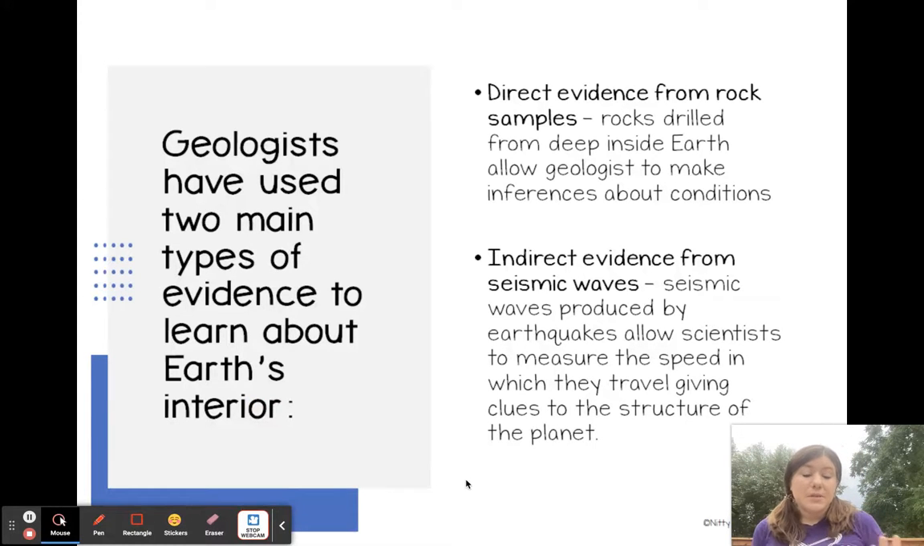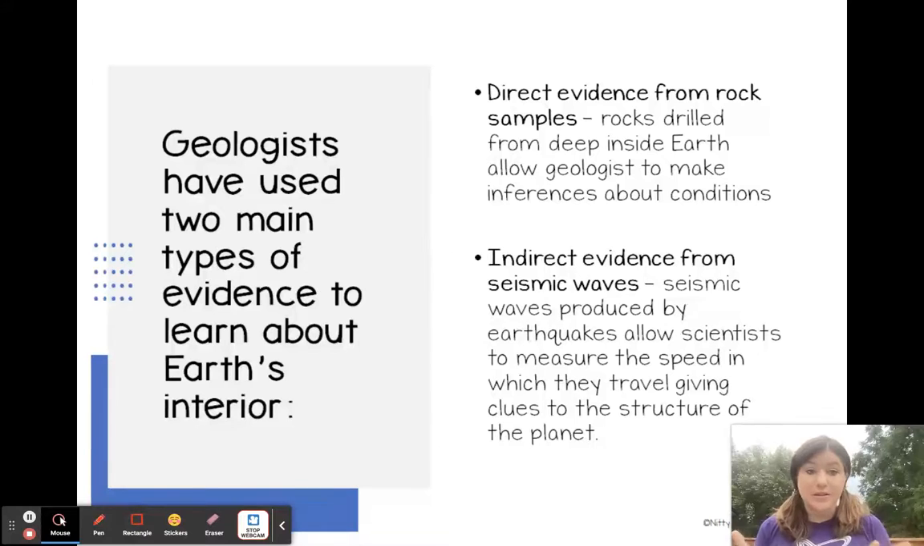Okay, so first, let's think about what's inside the Earth. Before we even go into the plate tectonics thing, we have to know what's beneath the surface of Earth. And the way we've gone about figuring that out, we've used 2 different strategies, right? Our first one is a little more obvious, using direct evidence from rock samples. We drill down as deep as we possibly can into the crust to try to figure out what it's made of, what might be below the crust.